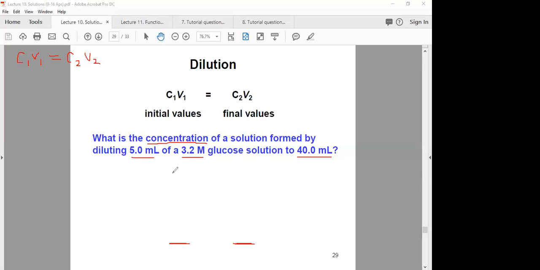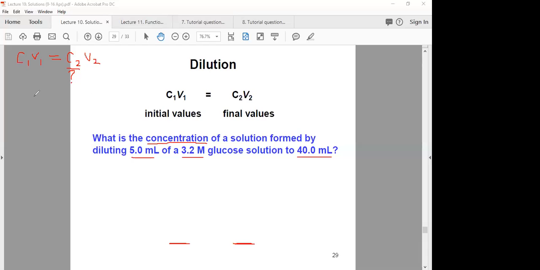Okay. Terrific. Okay, so which one is our unknown? C2. C2, yes. So you're being asked for concentration. And this is often the trickiest part for students to actually decipher the question itself. But that's correct. So that's our unknown, C2.